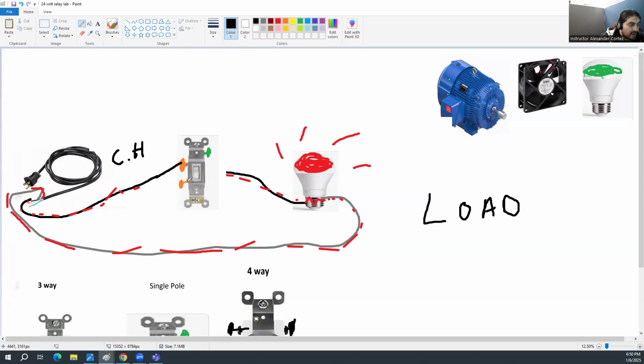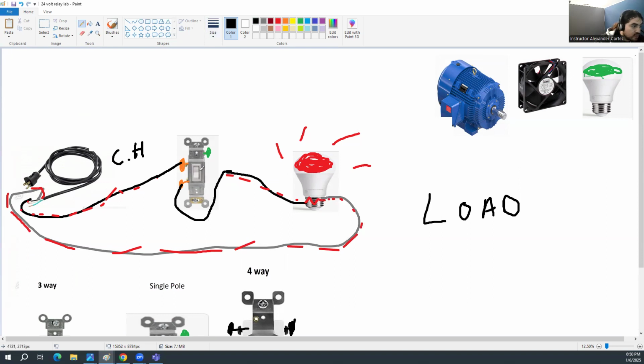Then from the other terminal, you go to your load, to your light, right? The brass terminal on this light fixture. Then your neutral does not go anywhere on the switch. It simply bypasses it and goes back to source.